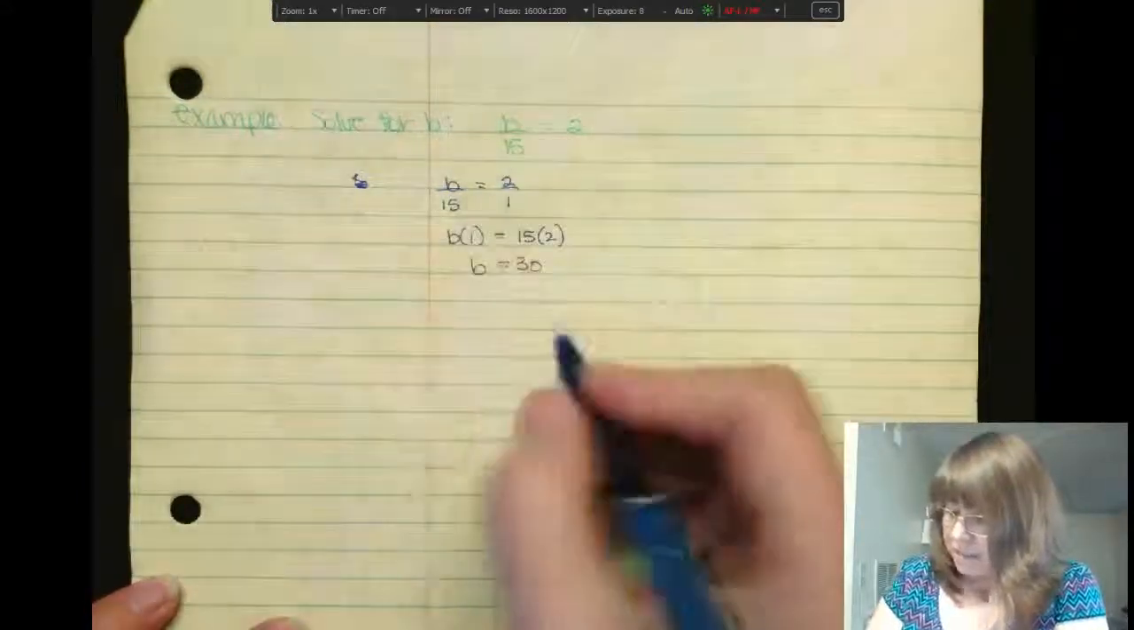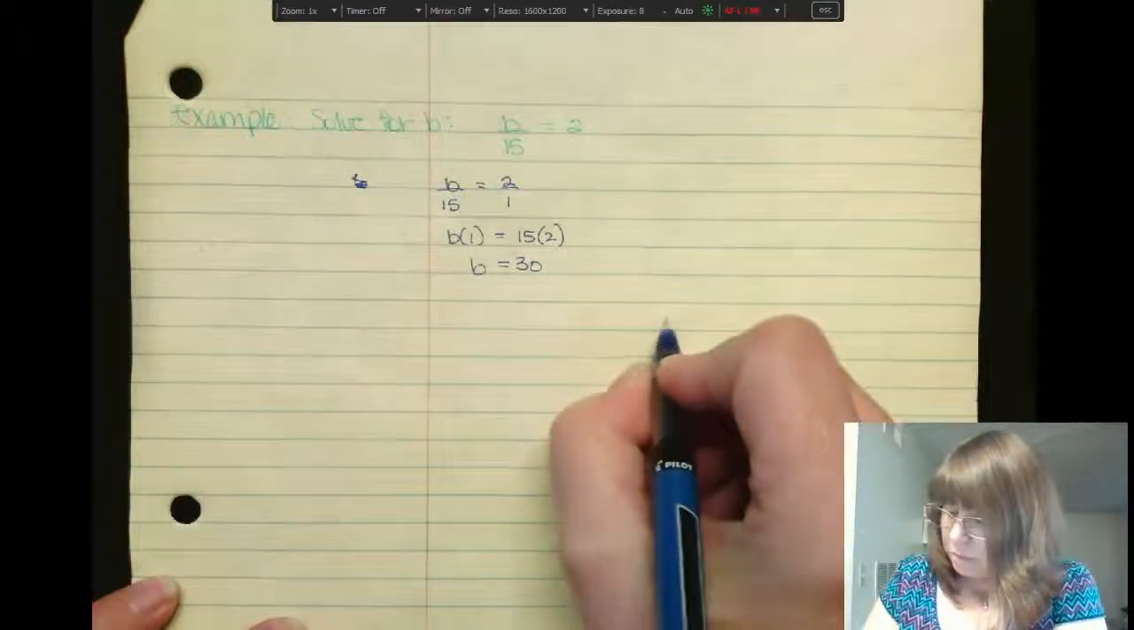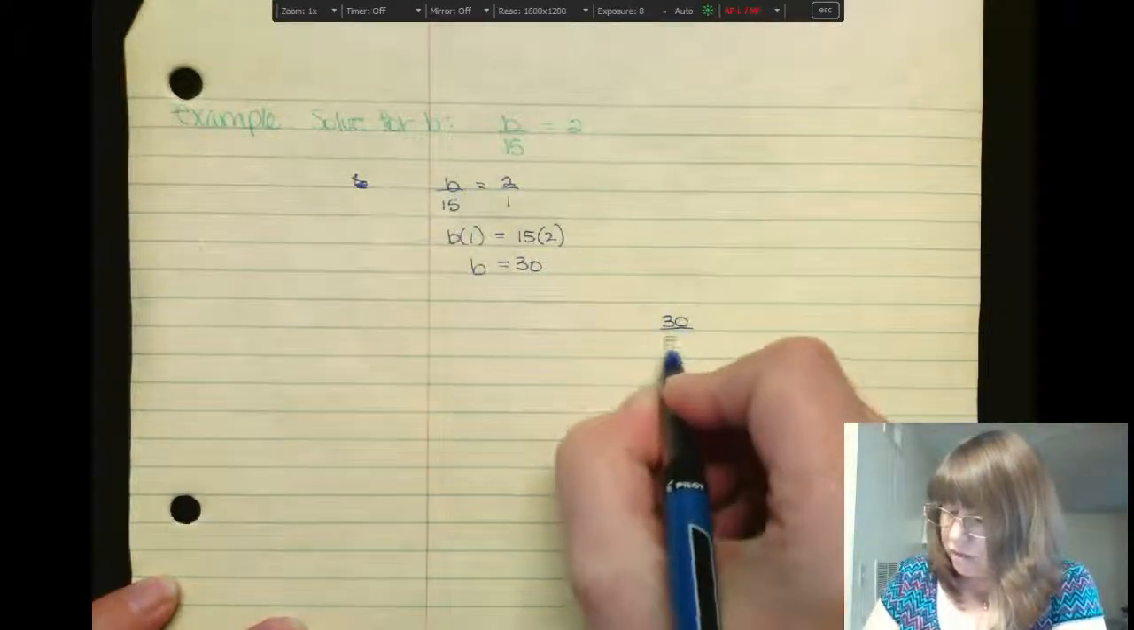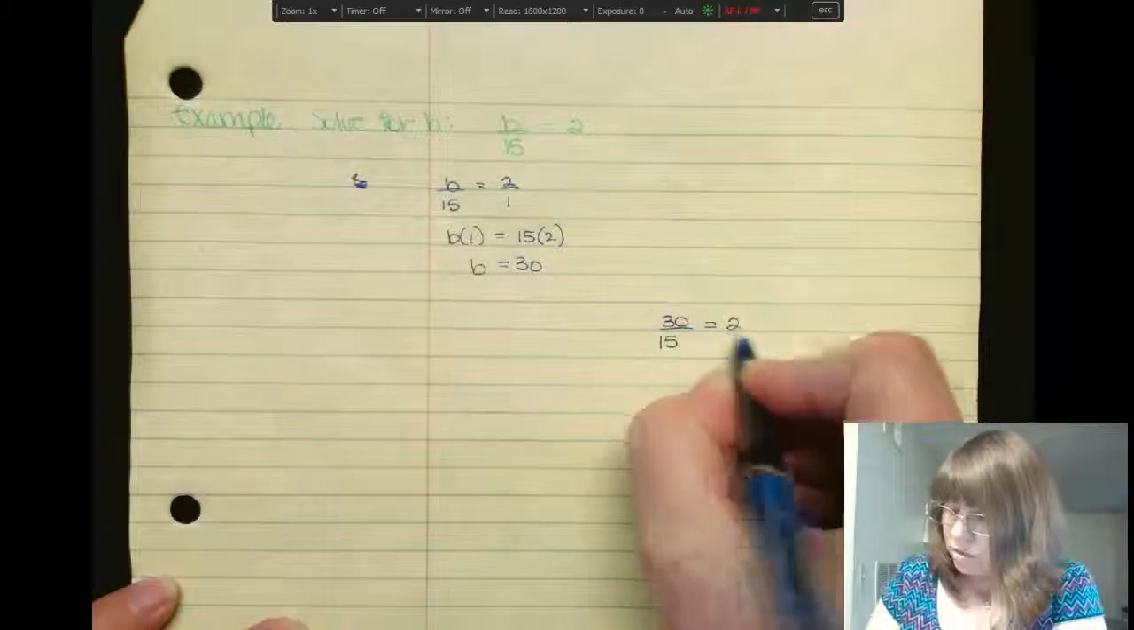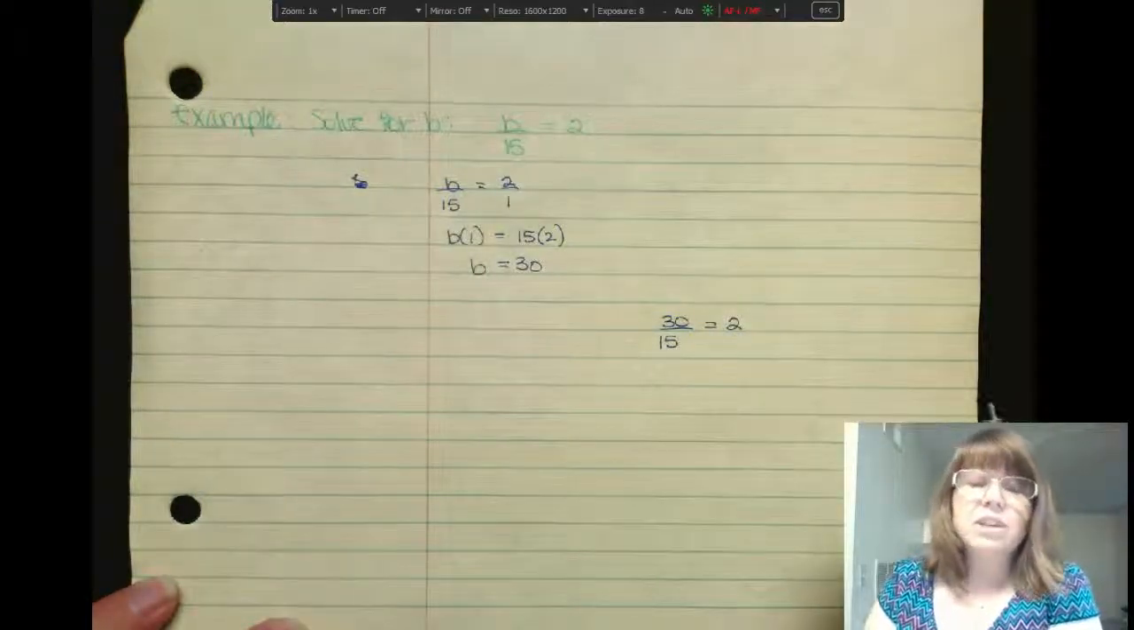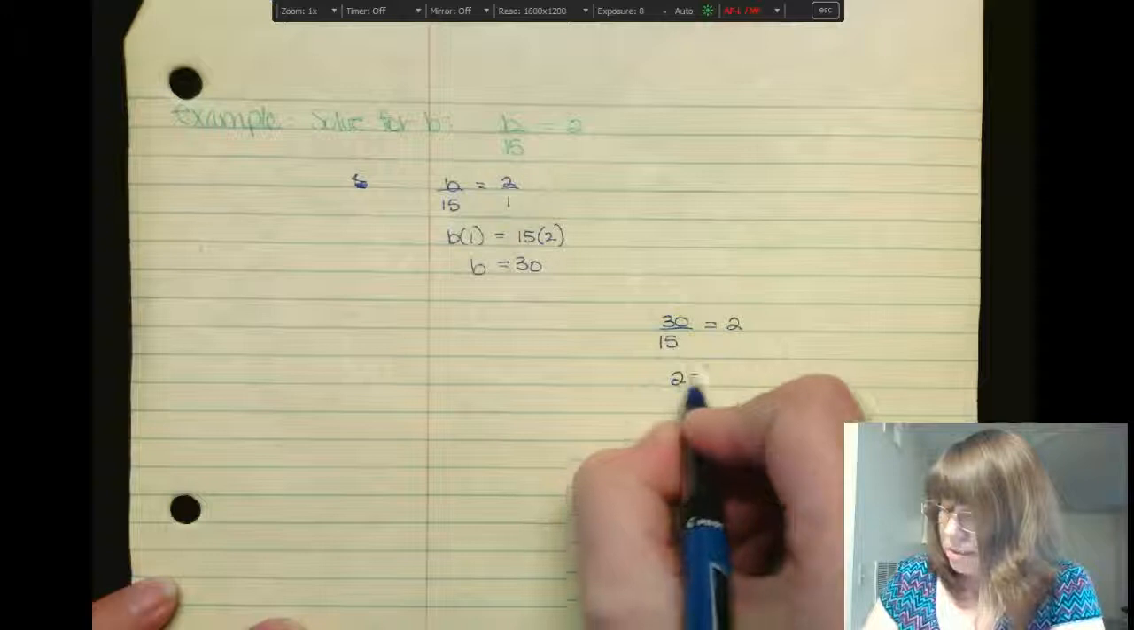And let's just plug it in to see if it does make sense. Well, when b is 30, I have 30 over 15. Does that equal 2? It sure does, because 15 goes into 30 2 times, so 2 does equal 2.